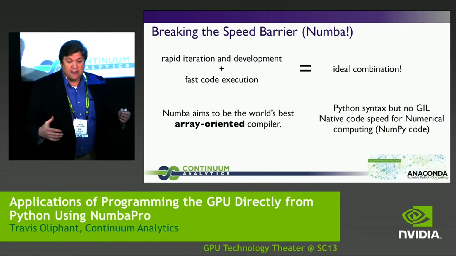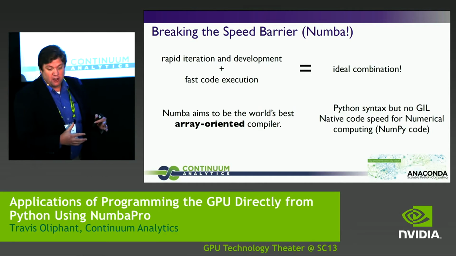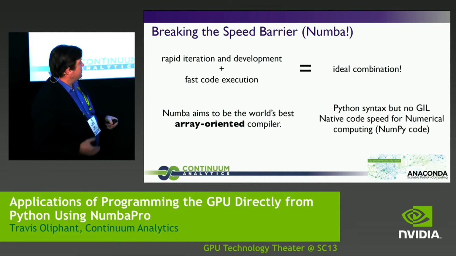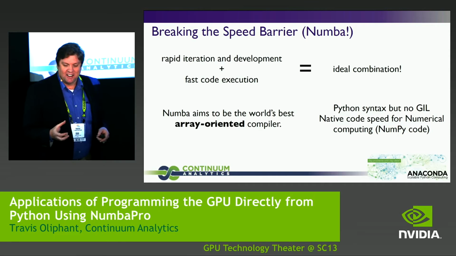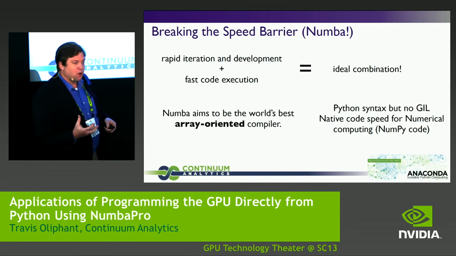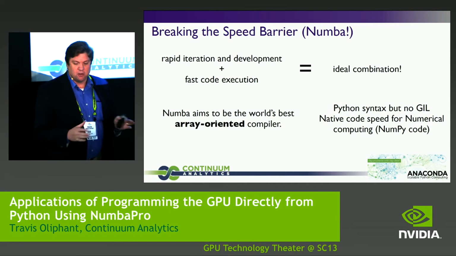Now, before I talk about NumbaPro, I have to introduce you to Numba, because Numba is an open source and free compiler for Python that really enables you to take Python code and run it on machine code. It creates machine code and runs it on the CPU. With NumbaPro, we've essentially just adjusted that, so now it runs on the GPU as well. So once you understand Numba, the concepts behind NumbaPro become much easier to understand. Basically, Numba allows you to have Python syntax but no GIL.